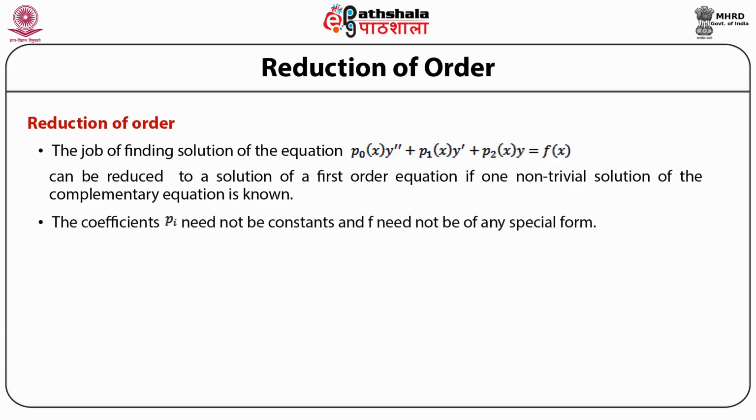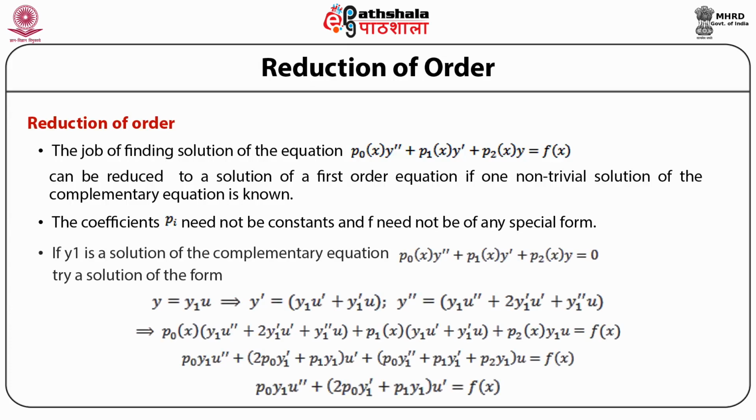Unlike the method of undetermined coefficients, it does not require the coefficients pi to be constant or f to be of any special form. If y1 is a solution of the complementary equation, then p naught x y double prime plus p1(x) y prime plus p2(x) y is equal to 0.